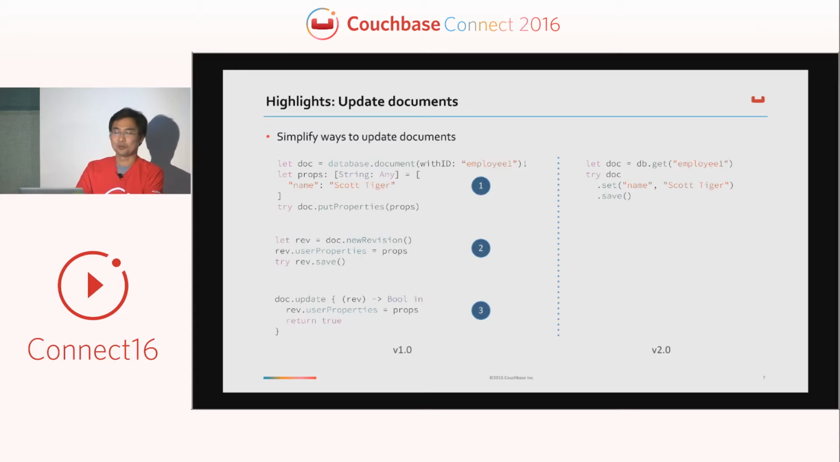When it comes to updating documents, in 1.0, you can do it in many ways. For example, you can use document.putProperties, you can create an unsaved revision to update the document, or you can use document.update. In 2.0, we simplify that; we will have only one way to update the document. Basically, you just need to get the document, mutate the document with a simple setter method, and then when you are done with changes, you just call document.save.